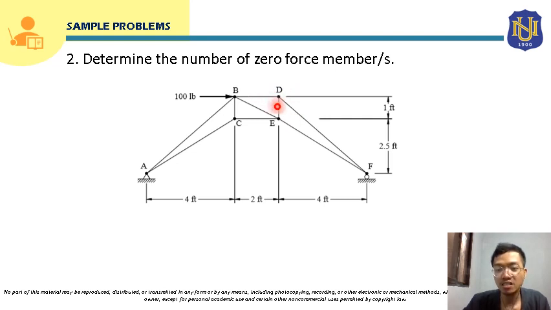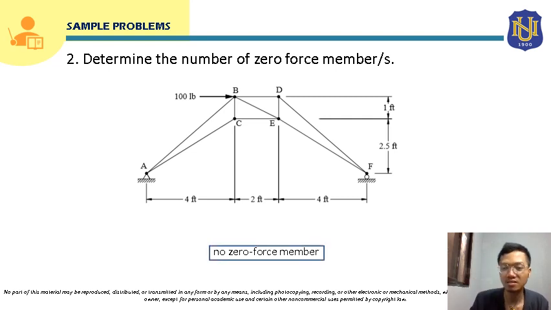So let's see if we can use case 2. But in case 2, there has to be no external load. So that satisfies that. But also, one of the conditions for case 2 is that 2 members should be collinear. Okay, so there are no members here that are collinear. So meaning to say, there is no zero force member for joint D. Okay, so all in all, for this given truss, there is actually no zero force member. So that will be the answer for this.